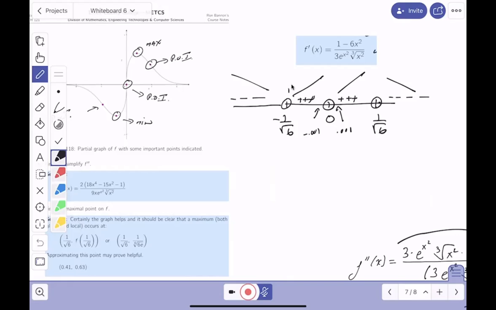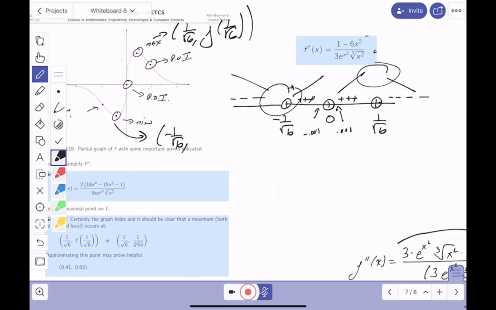So what do I know? Minimum, maximum. So what's the maximum occur at? 1 over root 6, f of 1 over root 6. Where's the minimum occur at? Minus 1 over root 6, f of minus 1 over root 6. All right. What's this thing over here? It's actually going to be a vertical tangent line, neither min nor max.